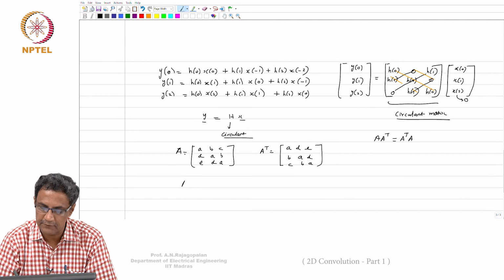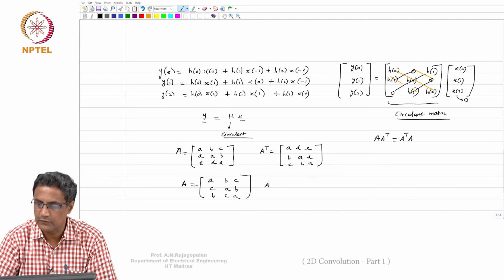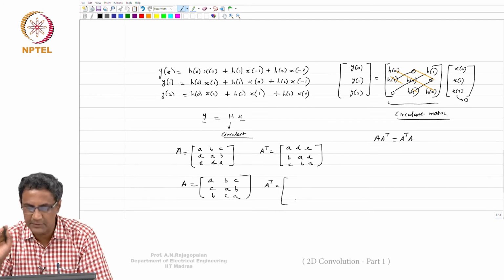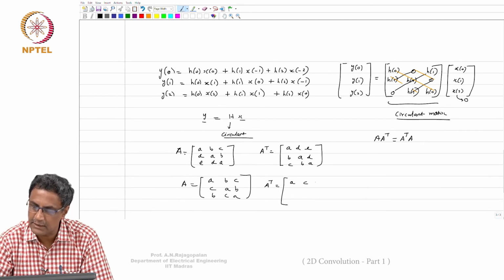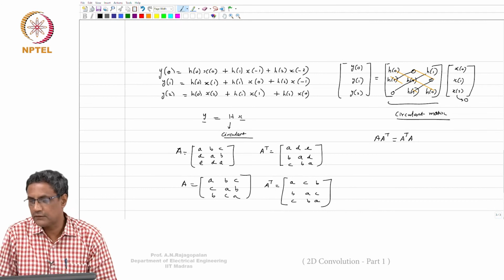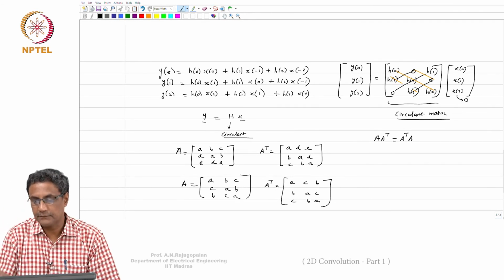Whereas, if you had something like circulant, where you now make it circulant, you will have A, B, C, C, A, B, B, C, A. Of course, this does not mean that they are symmetric. Circulant, Toeplitz and all need not in general be symmetric. So, you will get A, C, B, B, A, C, C, B, A, right? In general, they are not symmetric. But now, I just leave it to you.